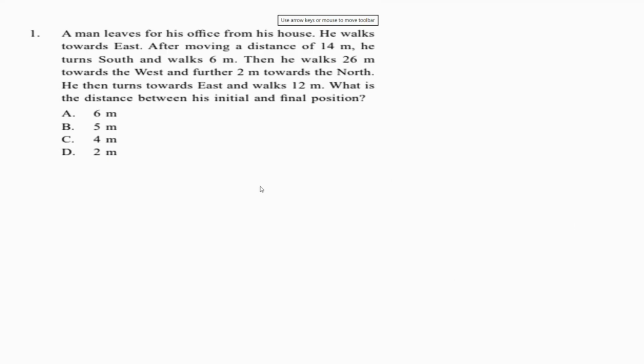The first question: a man leaves for his office from his house. He walks towards the east a distance of 14 meters. Now he turns south and walks 6 meters. Then he walks 26 meters towards the west.